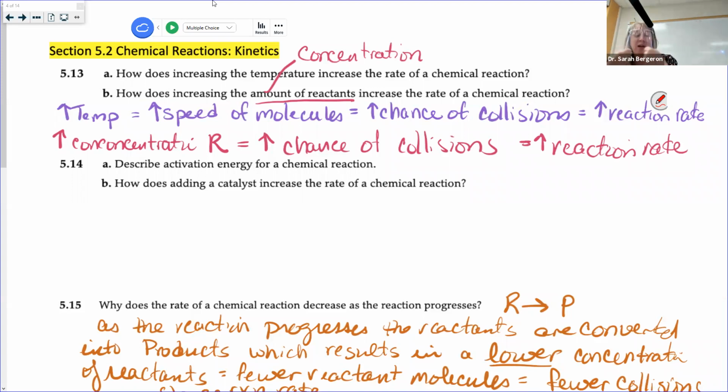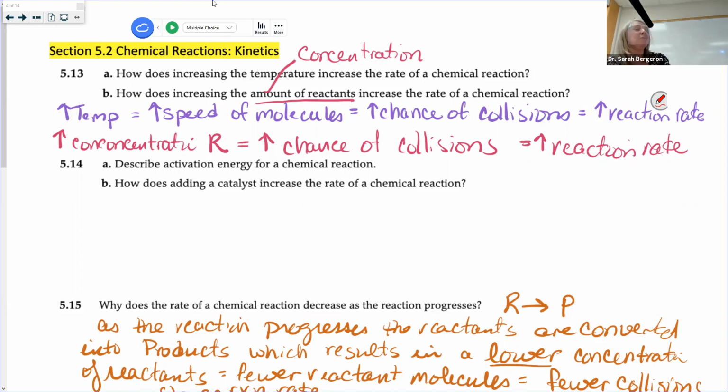Okay, so chemical reactions are really just wrecks. It's when atoms collide or molecules collide in order to induce a reaction to happen. Now they have to collide in a perfect orientation for it to be a fruitful collision. But chemical reactions require a collision.